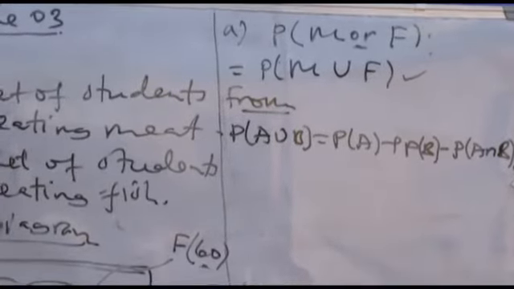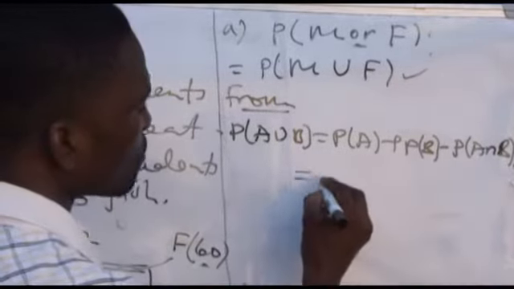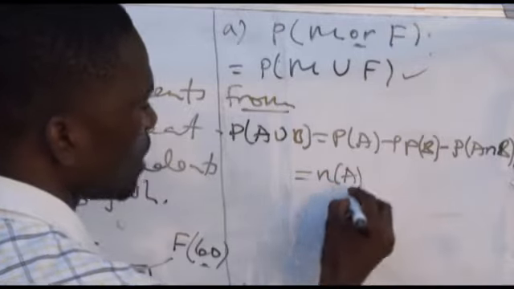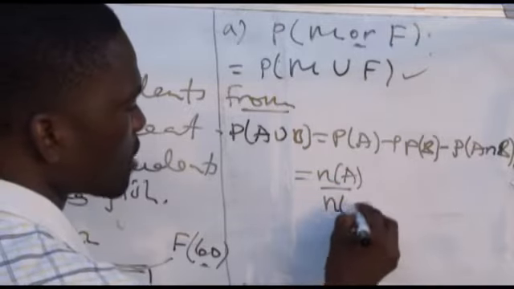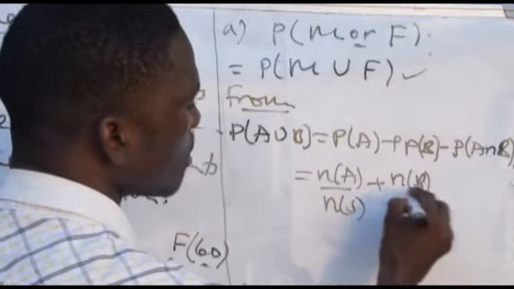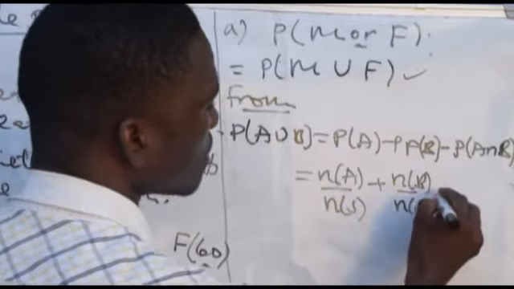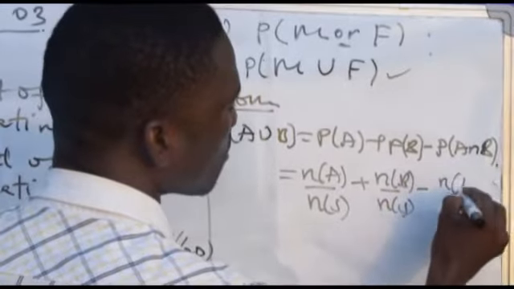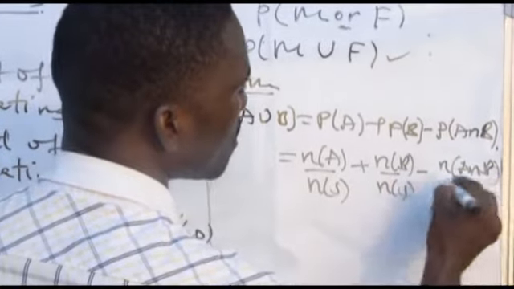With this information, in order to find the probability of A union B, you have to have the number of A per number of sample space, plus the number of B per number of sample space, minus the number of A intersection B per number of sample space.